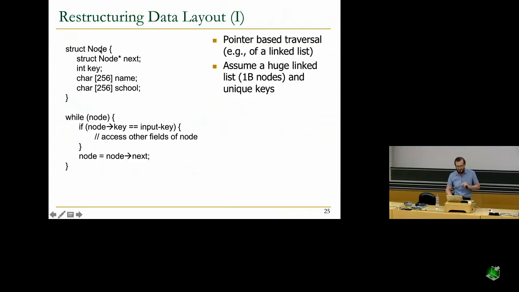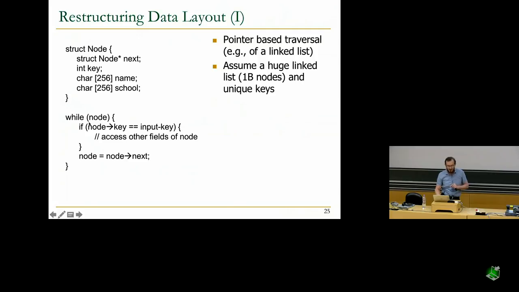Essentially, what you have here is a node, and it points to the next node, and it has a key it can be identified with, and it could be a student ID, for example, and it has a character array that stores a name, and it has a character array that stores a school. And let's assume that we have a linked list of these nodes, basically. You have one node, points to the other node, points to the other node, and you have a huge linked list. Let's assume that we want to traverse this linked list.